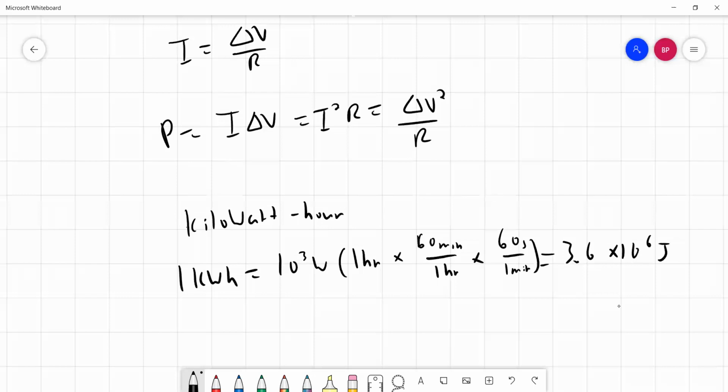Okay, so this is what they charge by. 1 joule of energy in your house would be very small, so they use this much larger unit.